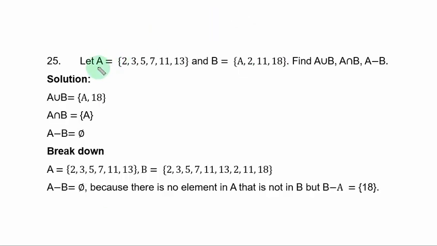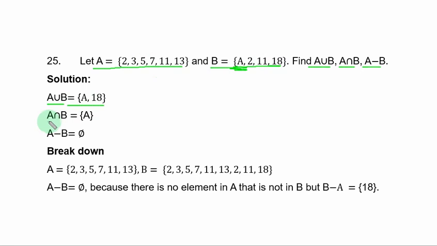Example 25. Let set A equal to this and set B equal to this. Find A union B, the intersection of A and B, the difference between A and B. From the given sets, all the elements in set A are also part of set B. The union is the combination of all the elements avoiding repetition. So 2, 3, 5, 7, 11, 13, they are also in set B. That is A itself, and this element 18. So A and 18, they are the union of the two sets.